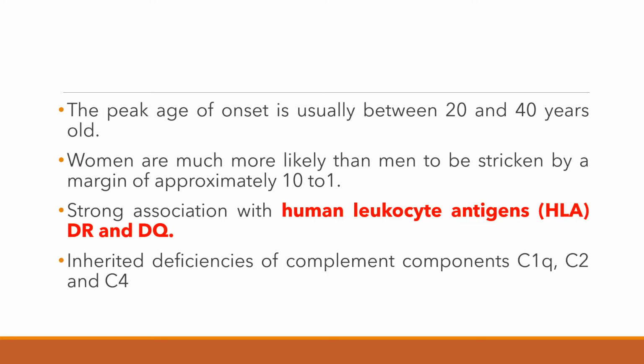The peak age of onset is usually between 20 and 40 years old, and women are much more likely to suffer from this disease than men by a margin of approximately 10 to 1. There is a strong association with the human leukocyte antigens DR and DQ when we talk about your SLE, and usually people who suffer from this condition have inherited deficiencies of complement components C1q, C2, and C4.